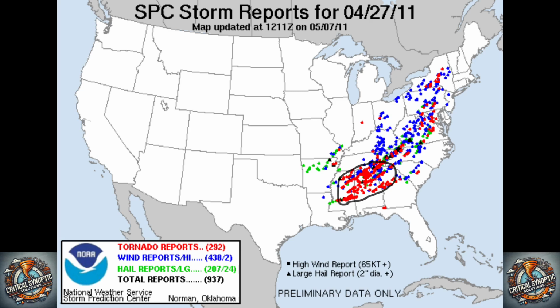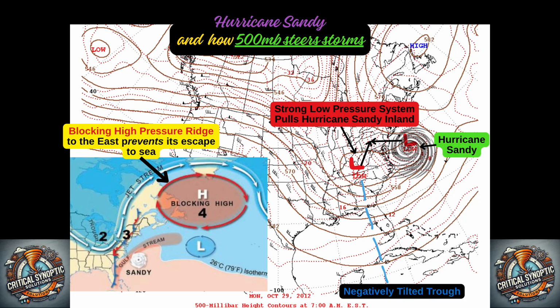It helps us understand why an event is becoming dangerous, not just where the storms happen. So far, we've focused mostly on thunderstorms and tornadoes, but the 500 millibar map isn't just useful for severe weather. It also helps explain why hurricanes sometimes take unusual paths. Hurricane Sandy is a perfect example. Normally, hurricanes along the East Coast curve back out over the Atlantic, but Sandy didn't.